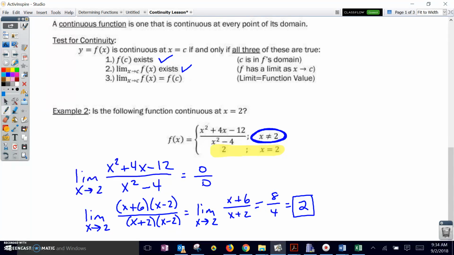And the third test is, is the function value the same as the limit? The function value there is 2. The limit is 2. So they are equal to one another. So is the function continuous? Yes. Yes, it is.